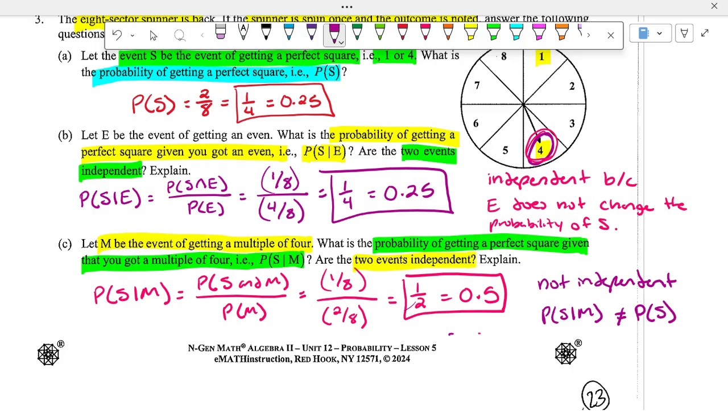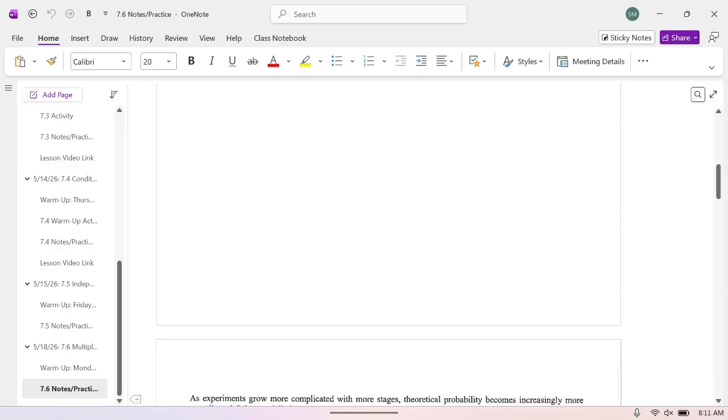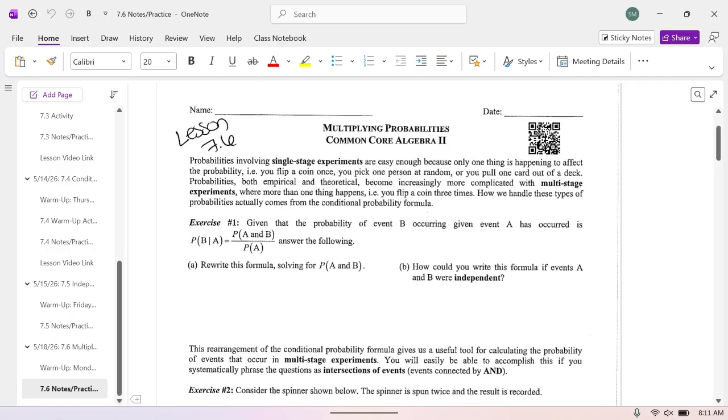So does that kind of clear up any issues with figuring out independence? Any other questions on the homework? Okay. So let's go ahead and get into the notes for today. So go back to page 25.